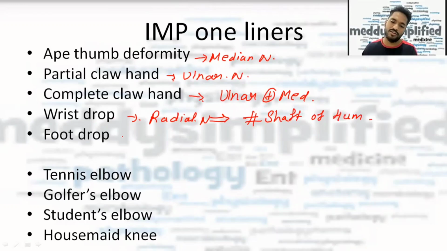Then foot drop. This is not from the upper limb or humerus, but just if you are remembering wrist drop, you should know the foot drop also. I think many of you remember it. It is due to damage of CPN, that is common peroneal nerve.